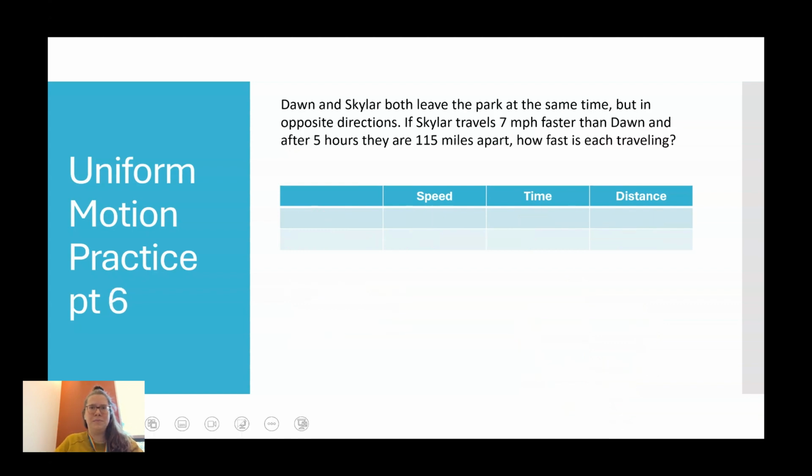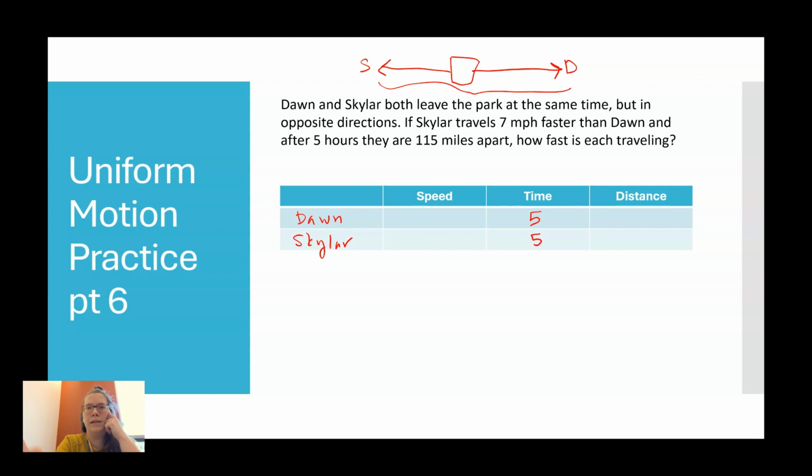All right, one last one. Dawn and Skylar leave the park at the same time in opposite directions. All right, think about we're going away from each other. If Skylar travels 7 miles per hour faster than Dawn, and after 5 hours, excellent, 5 hours, they are 115 miles apart. So right here was the park. Here went Skylar, and here went Dawn. And now this total distance is 115. So that's this plus this equals 115. How fast is each one traveling?